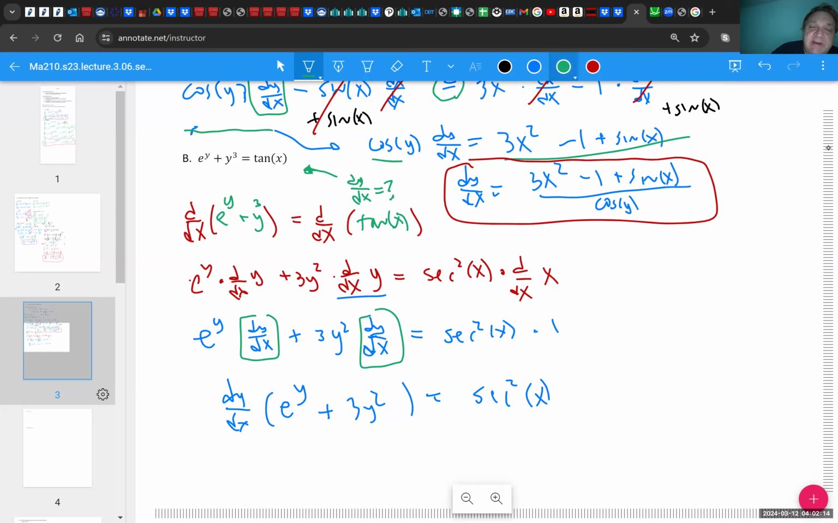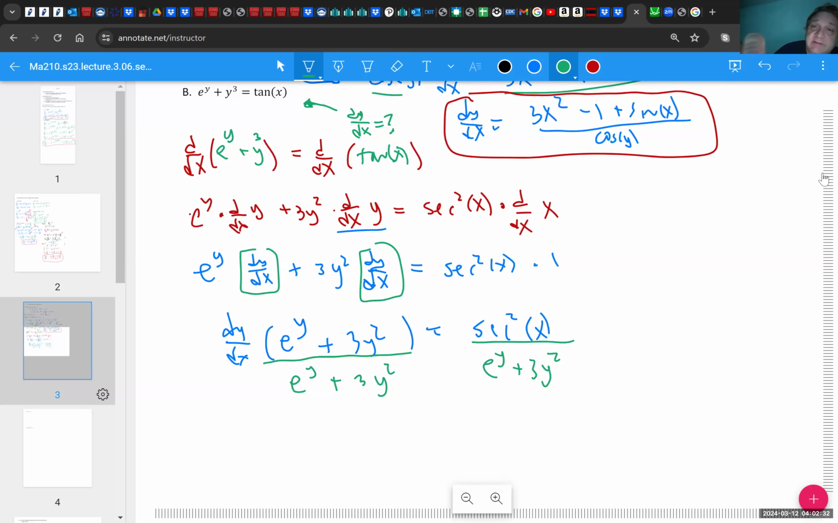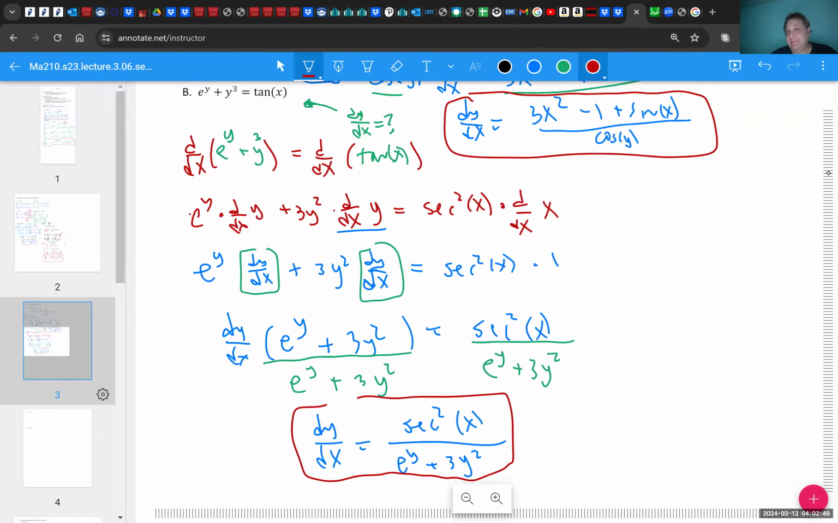And as long as I divide by this thing, this multiple, I'm multiplying by this creature in parentheses. So the opposite of multiplication is division. So as long as I divide by that, then I can isolate dy/dx. And that is my goal, is to find dy/dx. So when I get dy/dx by itself, it's this fraction, secant squared x over e to the y plus 3y squared. That is my derivative. That is my dy/dx using implicit differentiation.